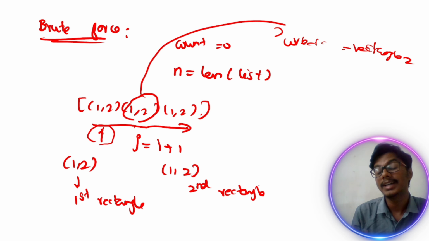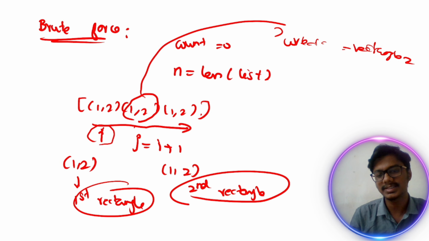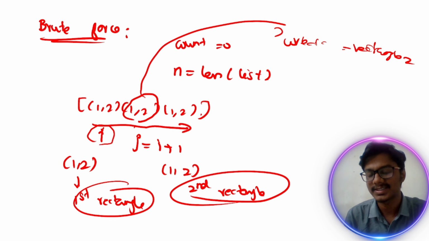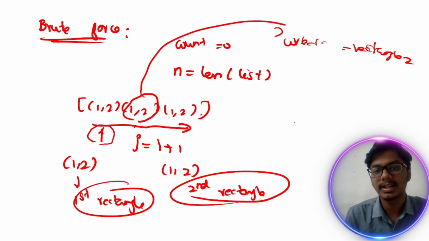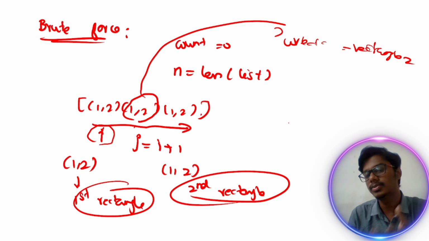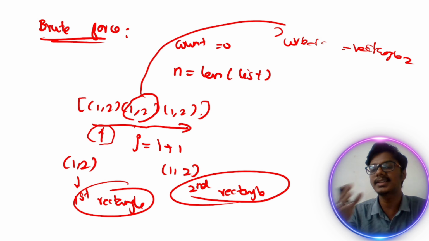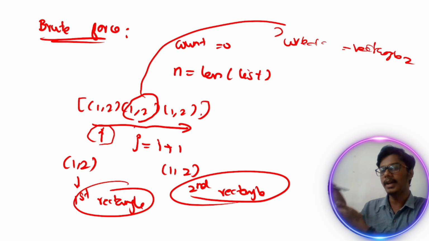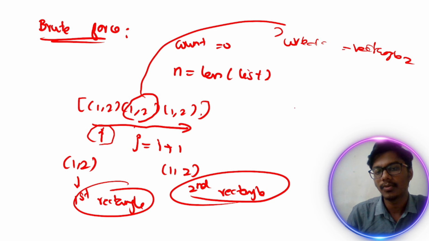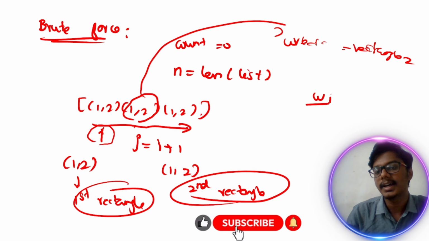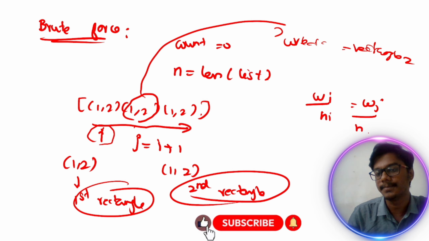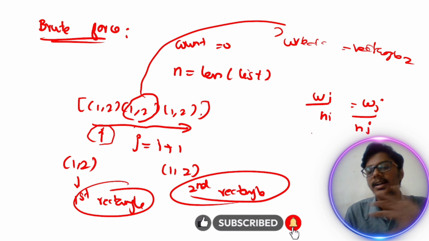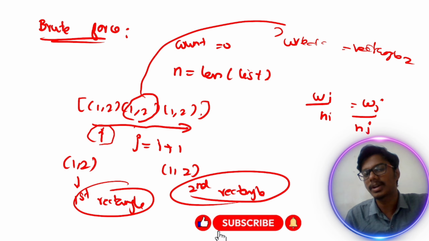Now I have the first rectangle and the second rectangle. After getting the two rectangles, I want to check whether width i divided by height i is equal to width j divided by height j. I just want to compare them, but I don't want to go into the division part.